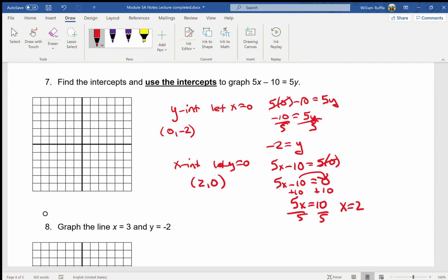So I plot my y-intercept, (0, -2). Plot my x-intercept, (2, 0). And then I connect my dots, and there's my line. Okay? But again, with these questions you don't have to solve for y. Just let x equals 0, y equals 0, and find the two intercepts.